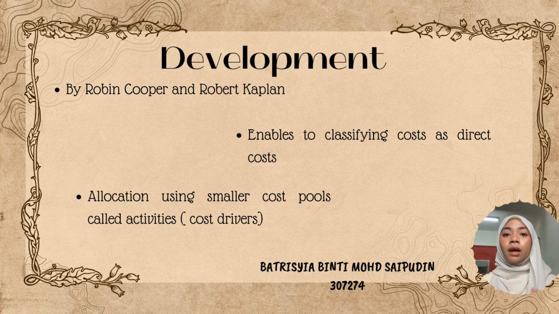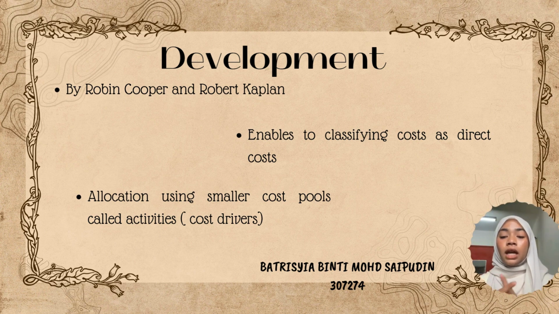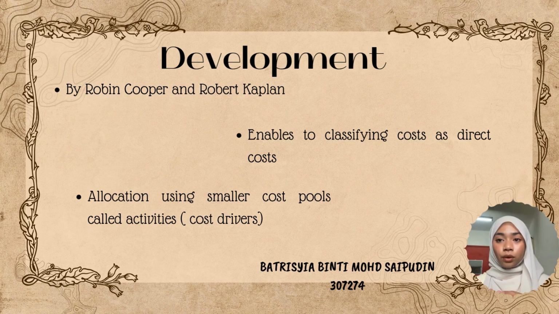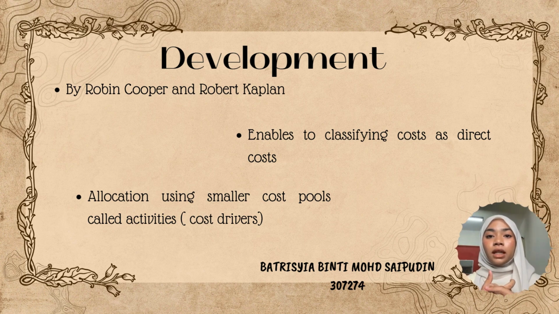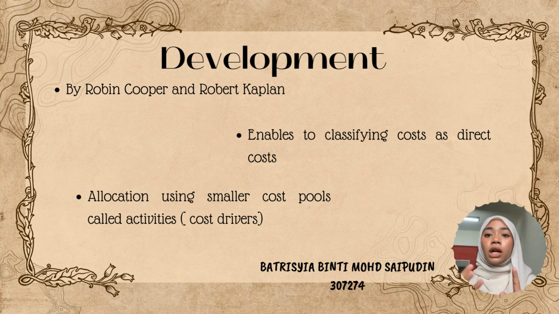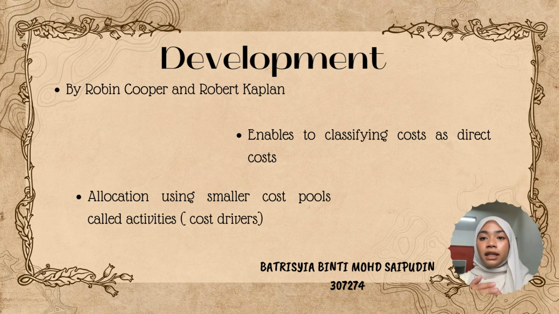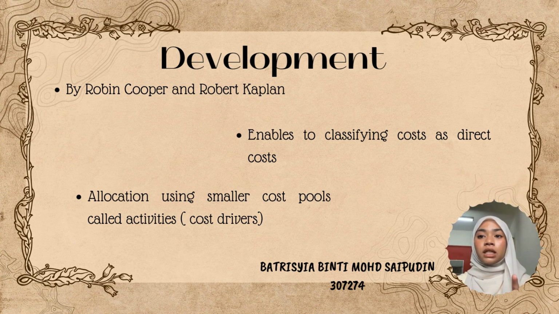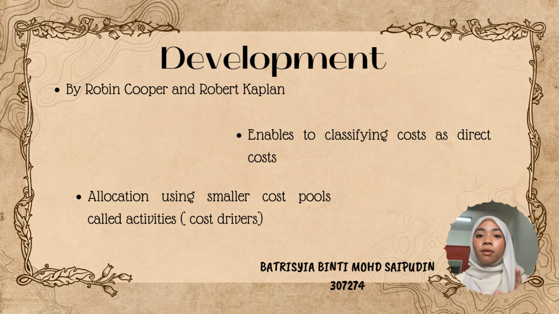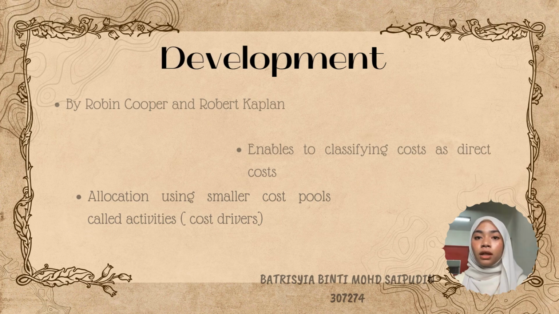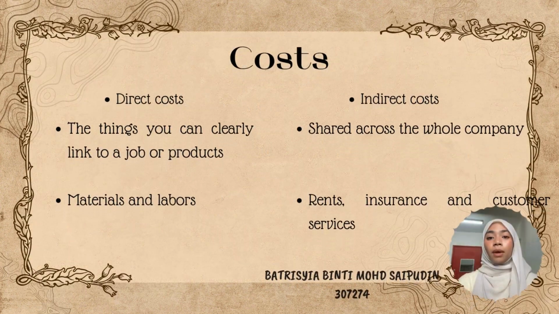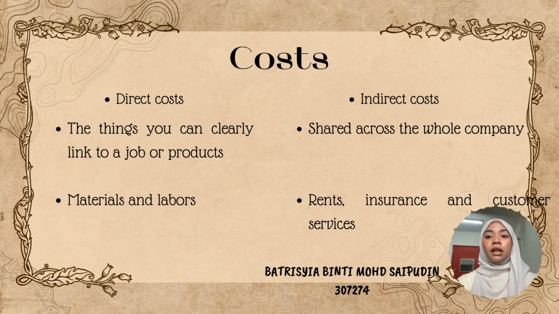Instead of lumping all indirect costs together, ABC breaks them down into activities, for example machine setup, inspection or customer support. By identifying these activities and their specific costs, ABC provides a more accurate way to assign costs to a product, service or department. Let's step back for a moment and clarify what direct and indirect costs are.